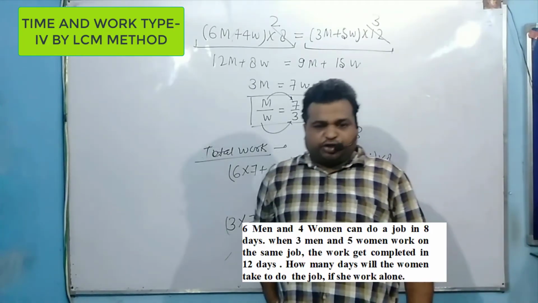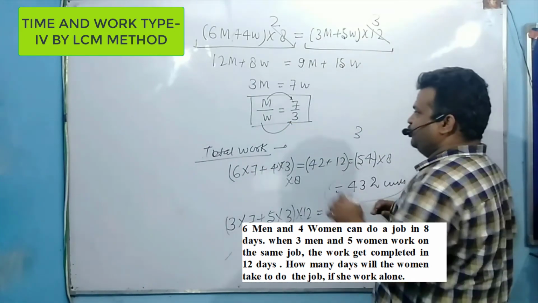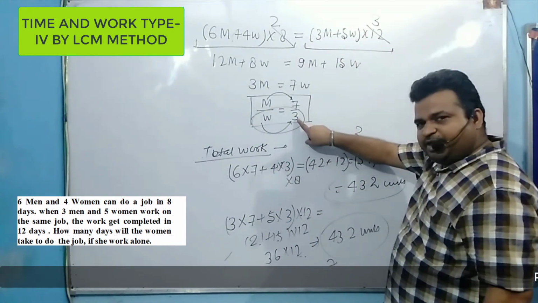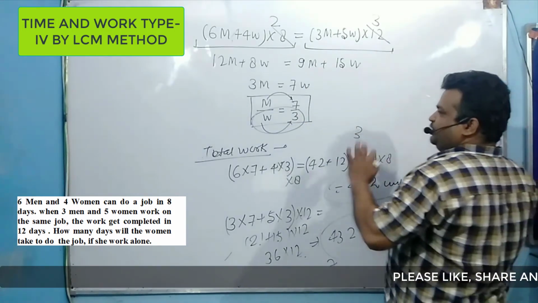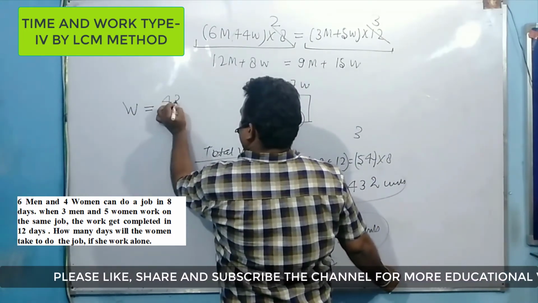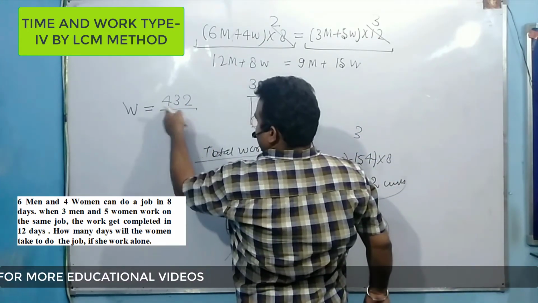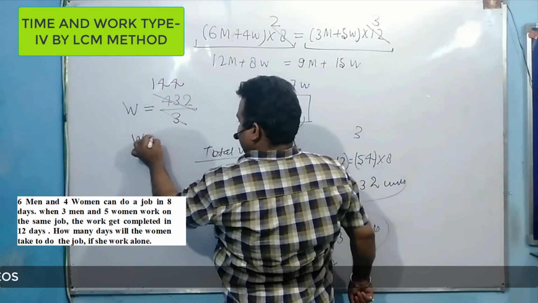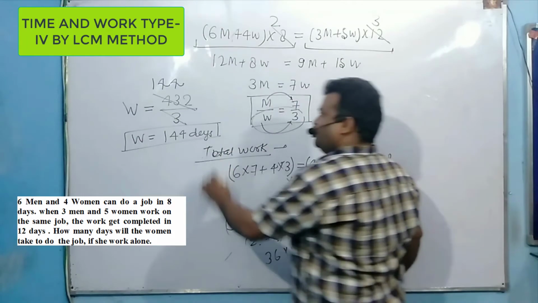Now what is the question asked? How many days will the woman take to do the job if she works alone? So if she works alone, how many units do women produce? 3 units per day. And this is my entire unit, the total work done. So how many days do women take to complete the work? This is my total production, 432 divided by 3 units per day. So I can cut this. 3 1s are 3, 3 4s are 12, 3 4s are 12. So a single woman takes 144 days to complete the total work.